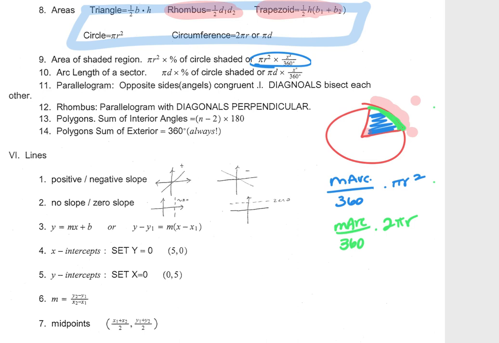Properties of parallelograms: opposite sides and angles are congruent, diagonals bisect each other. A rhombus has diagonals that are perpendicular. The sum of the interior angles of a polygon is n minus 2 times 180, where n is the number of sides. And the sum of the exterior angles is always 360 degrees, no matter how many sides the polygon has.